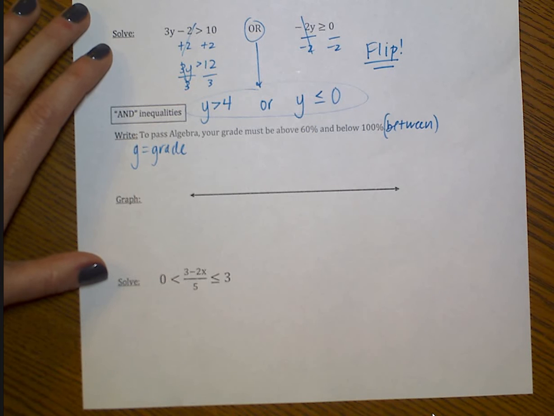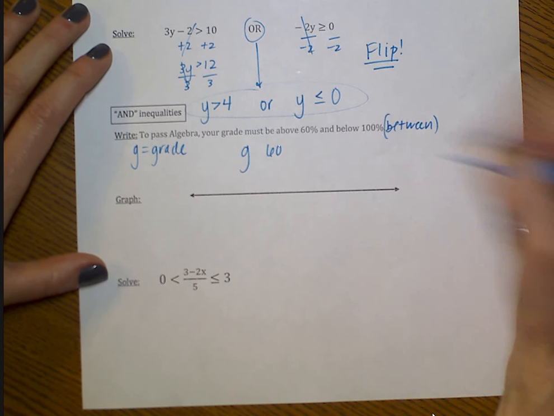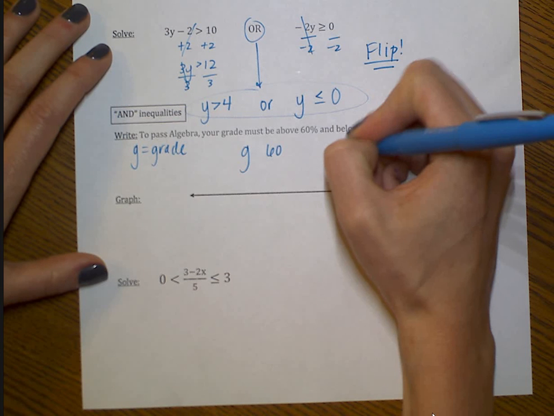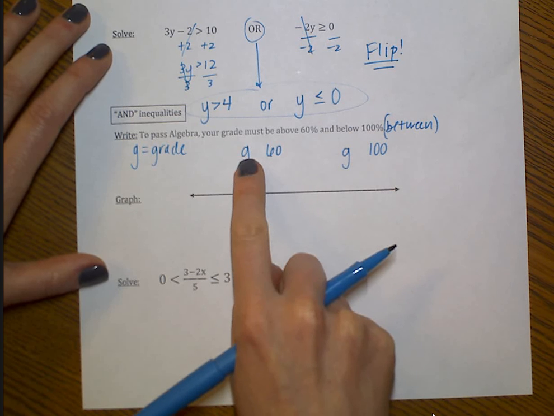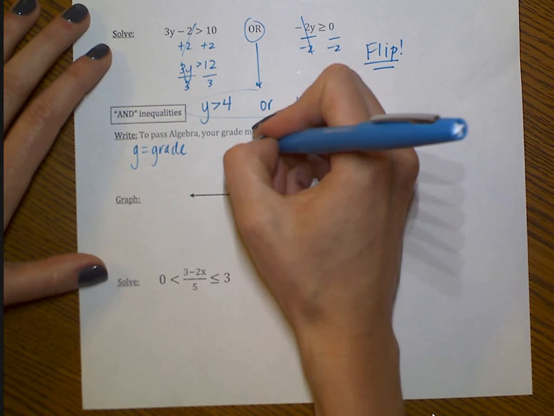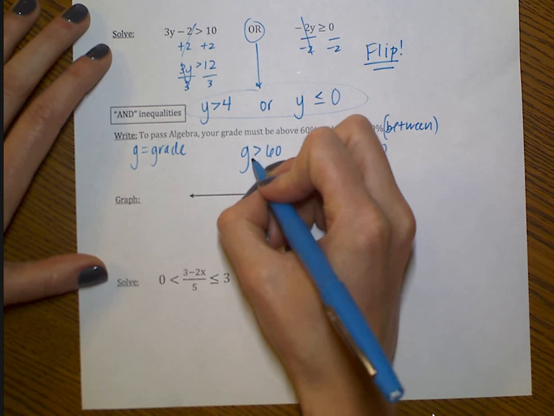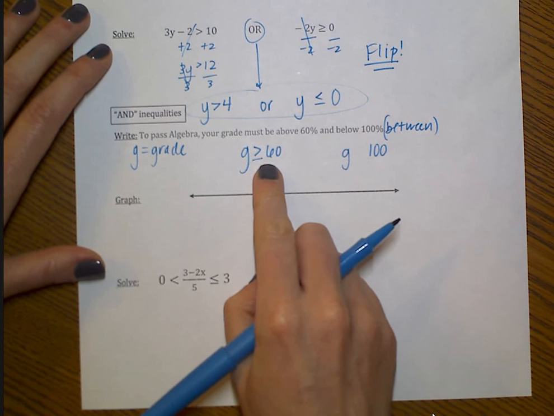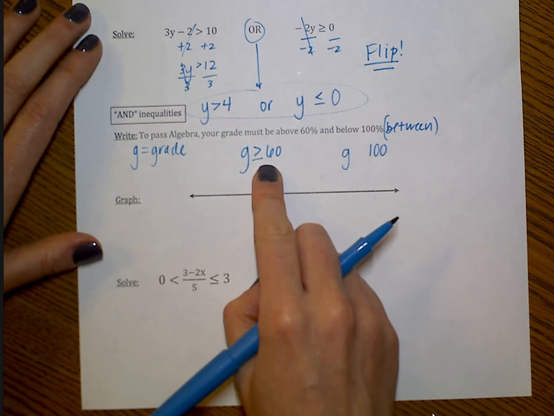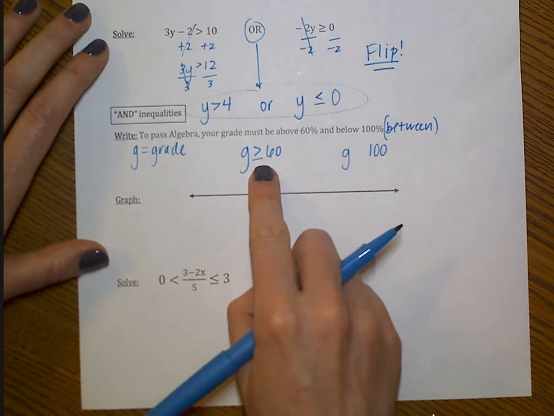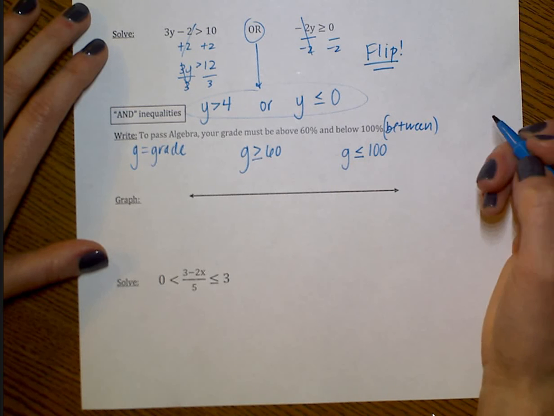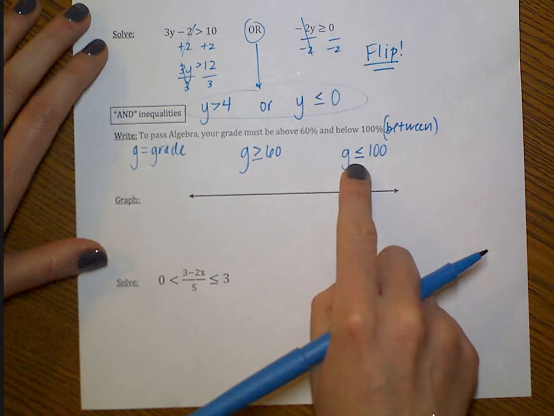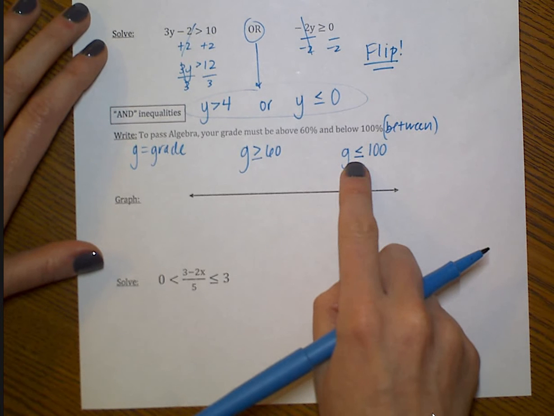G is grade. Okay, so I'm going to write one inequality about the 60 and one about 100. If my grade must be above, so greater than, and you can get exactly 60% and pass the class. Technically, you can get 59.5, but we won't go there. And below 100, or equal to it, that's a passing grade too. So I can get 100, it's rare, but less than or equal to 100.